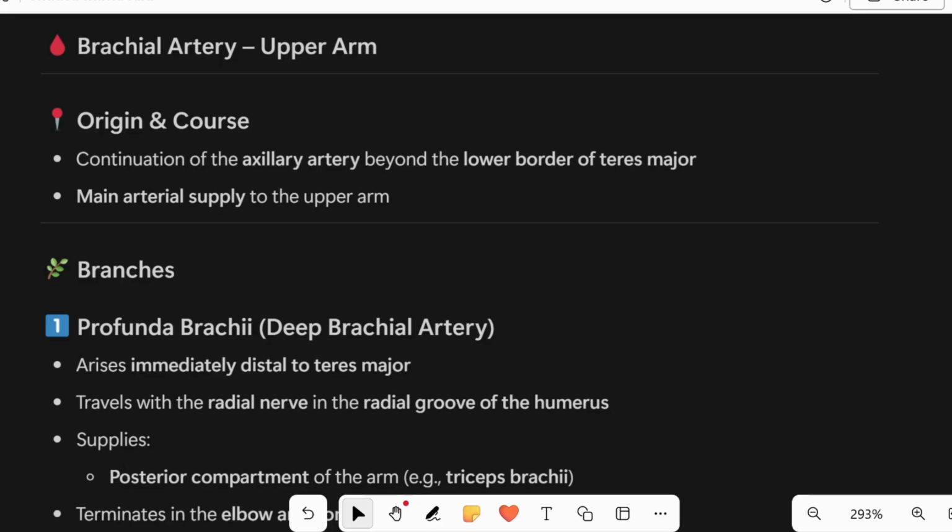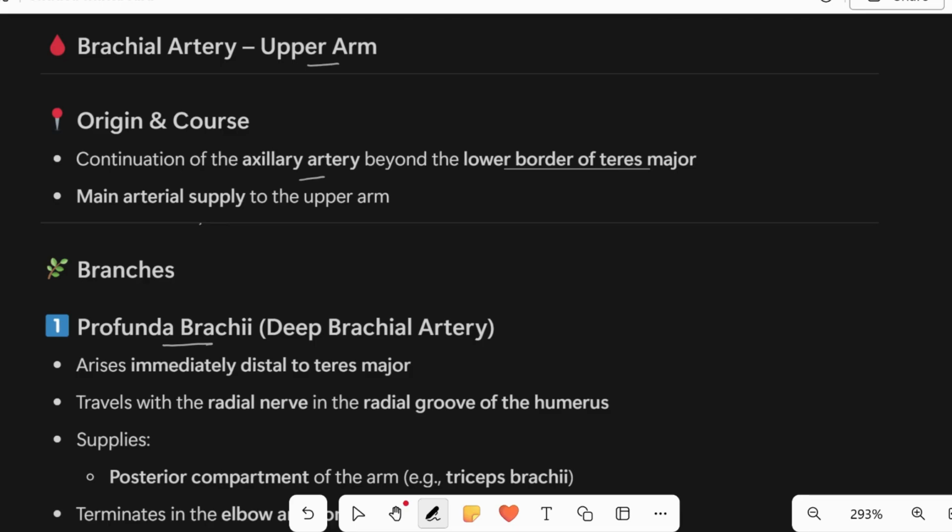So now we will talk about the brachial artery, which is present in the upper arm. It is a continuation of the axillary artery beyond the lower border of teres major. It is the main arterial supply of the upper arm. So its first main branch is the profunda brachii, which it gives off as it passes down the teres major.